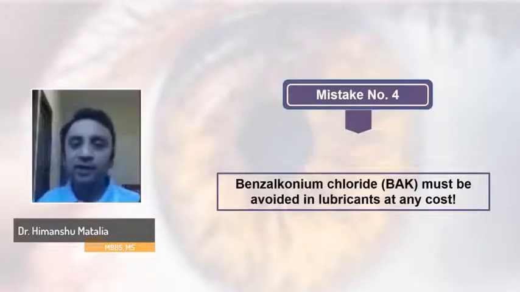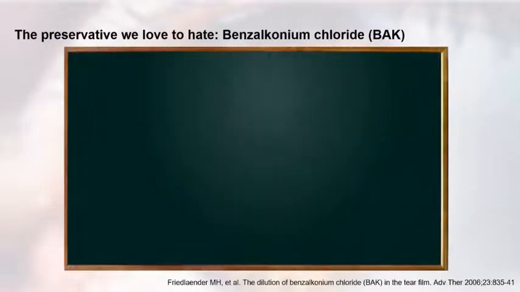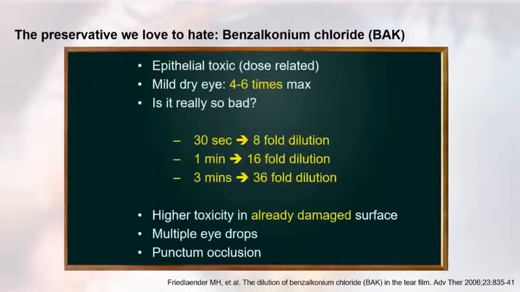Mistake number 4, benzalkonium chloride or BAC. We love to hate this guy, and this is the best villain we have on our ocular surface. I do agree that it is severely surface toxic or epitheliotoxic, but when you're using a drop which is 4 to 6 times a day, it hardly matters. And also in somebody who has a decent ocular surface or tear film turnover, within 30 seconds it would dilute 8 times, and within 1 minute, 16 times, and within 3 minutes, it's diluted 36 times. I mean, it's hardly anything there on the surface.